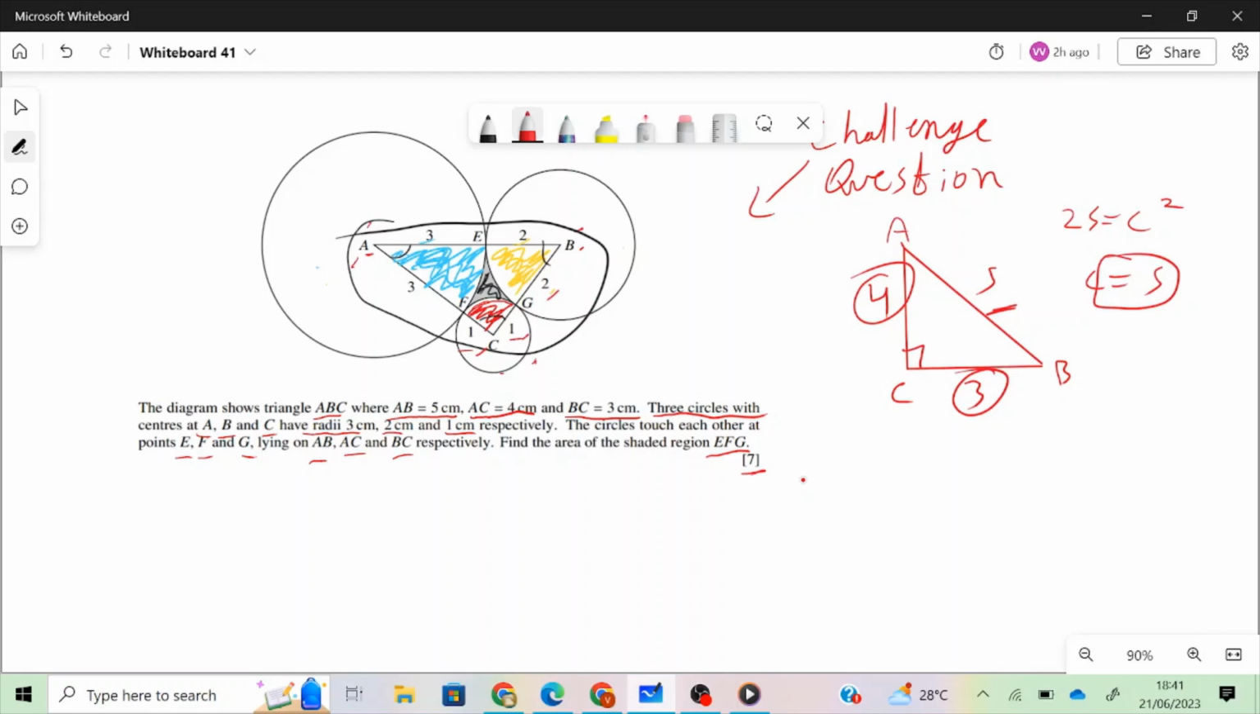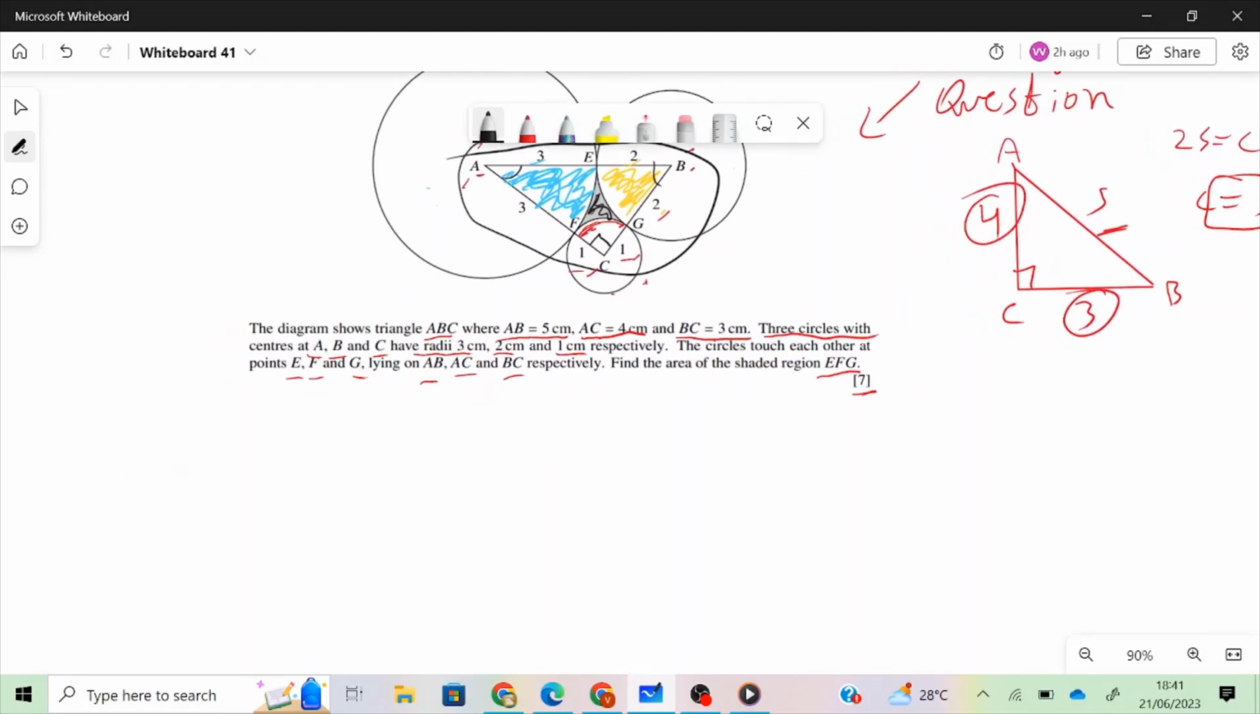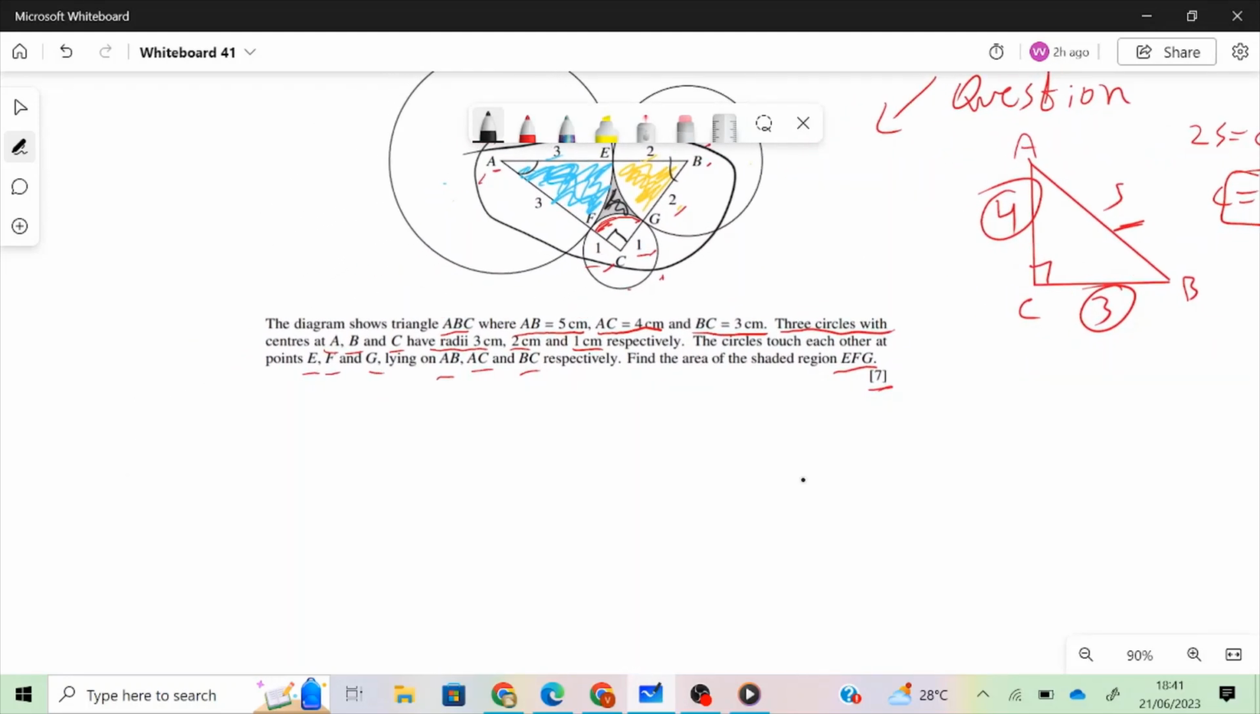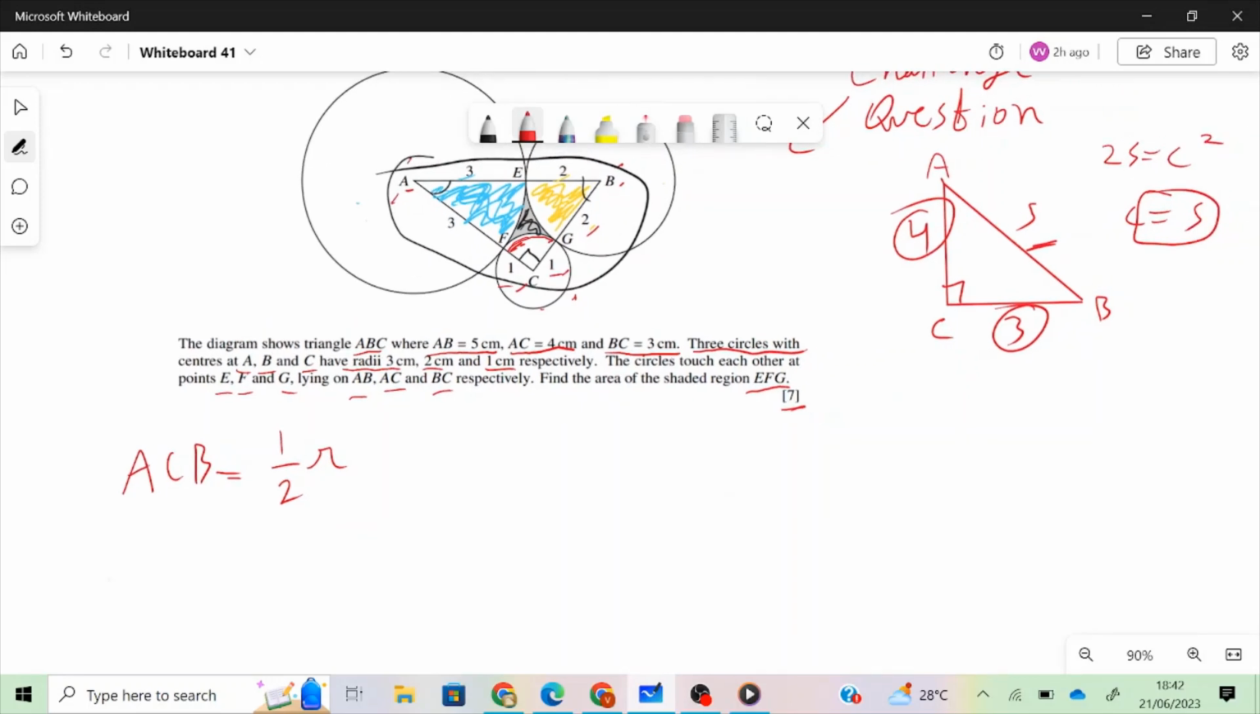So simply, somewhere here, we have our right angle. And in terms of radians, our right angle is simply half of pi. So we can start with that as our information, that angle ACB is equal to half of pi. Now on to the next angles.